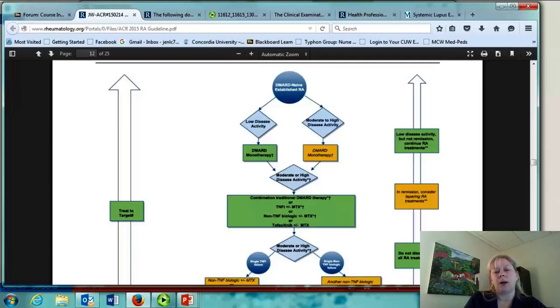When you think of DMARDs, I want you to think of methotrexate, sulfasalazine, and the other ones. Look back on my slides and see those. They can reduce your immune system, but not as much as the biologics. So when you think of the biologics, such as Humira, and again, look at those slides, those are the ones you have to be careful with.